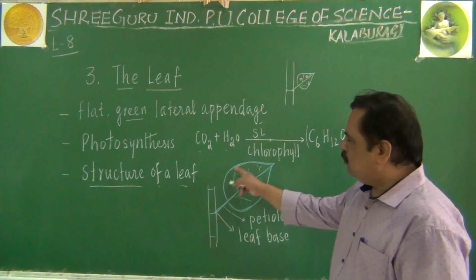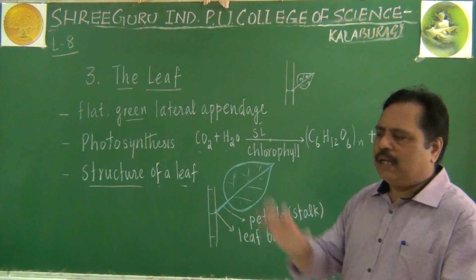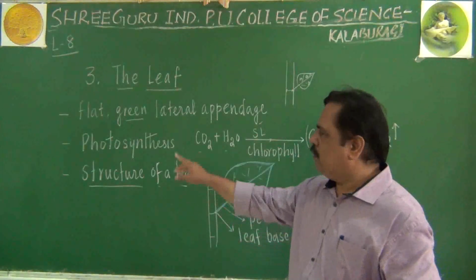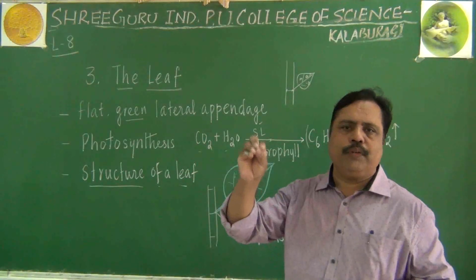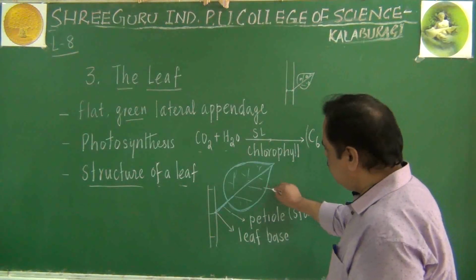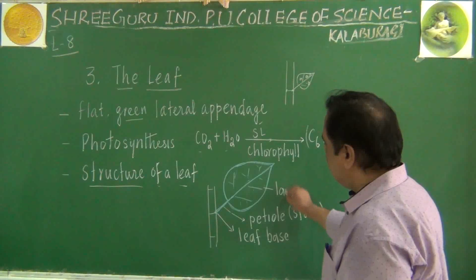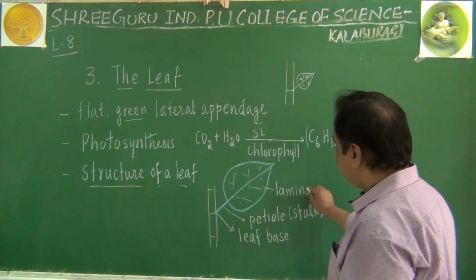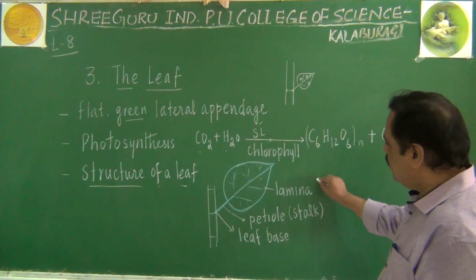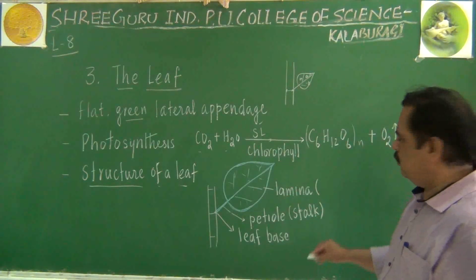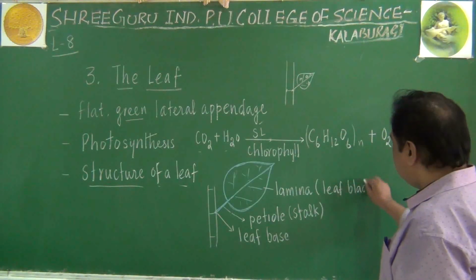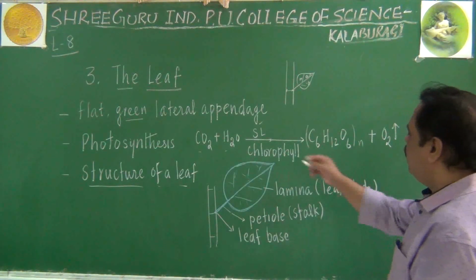Now, there is a broad, flat portion, which will be green in color. That will contain the main chlorophyll, pigment, chloroplast, everything. That broad portion of the leaf is called the lamina of the leaf. Lamina is otherwise known as the leaf blade also.